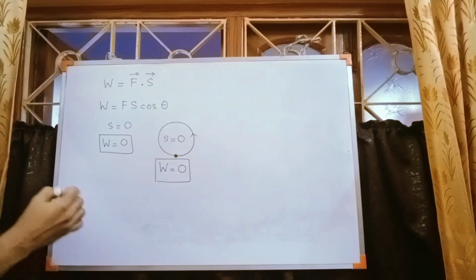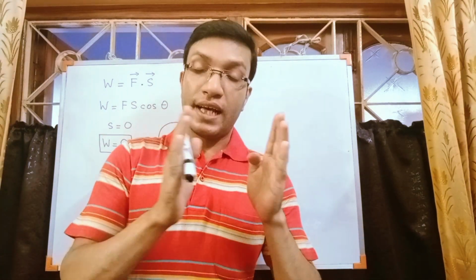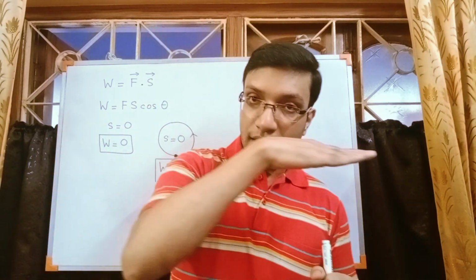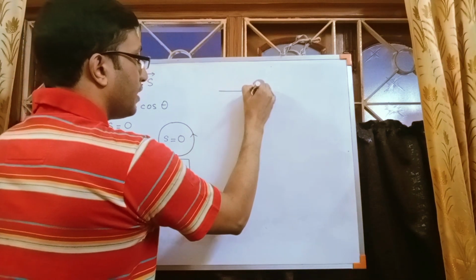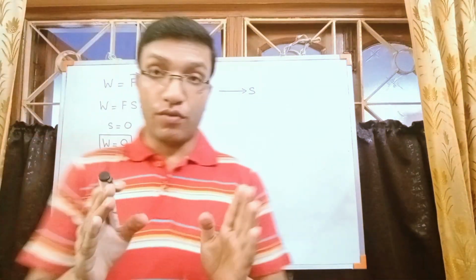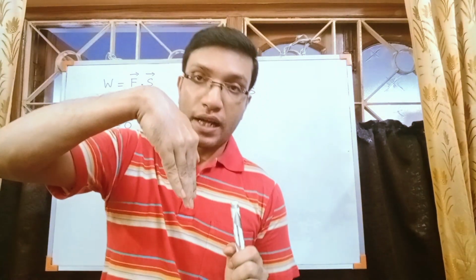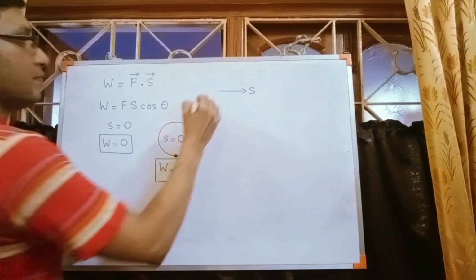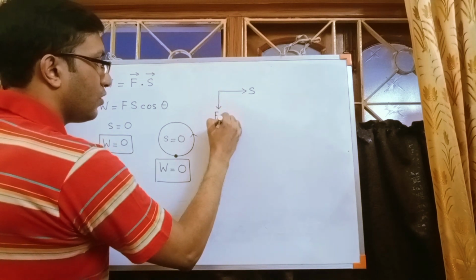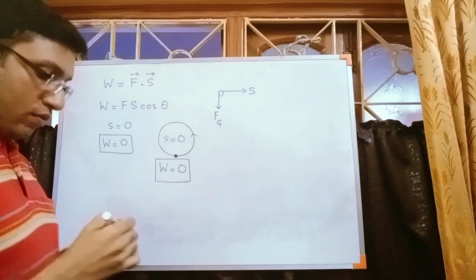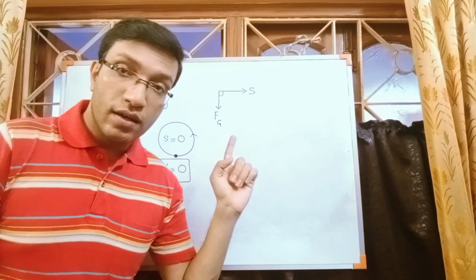Next, suppose a man is carrying a load on his head and he is moving in this direction, right? So the displacement of the person is in this direction. Now we are taking gravitational force into consideration. So the gravitational force is acting downwards, right? So this is the gravitational force acting on the body. Now, in such a case, let us see what is the work done by gravitational force.